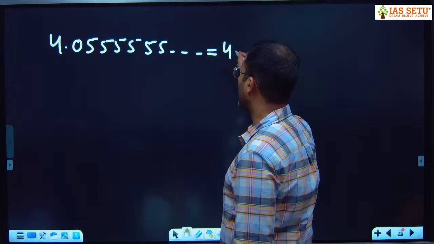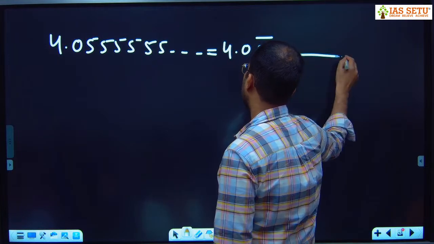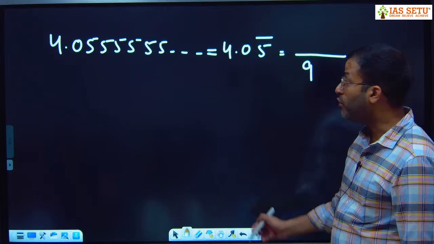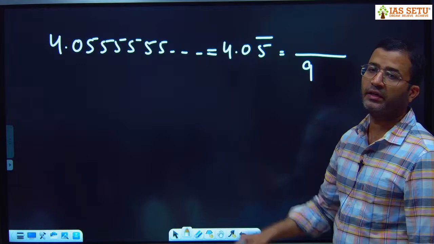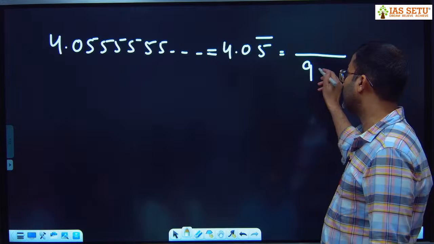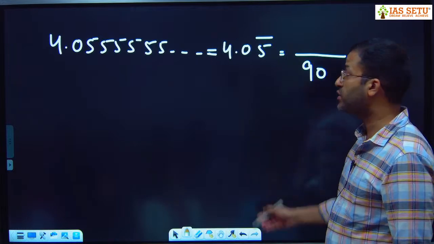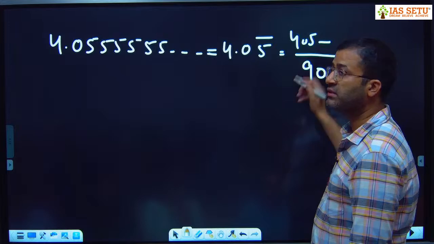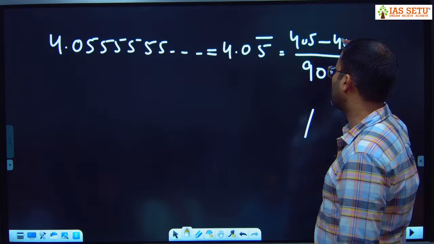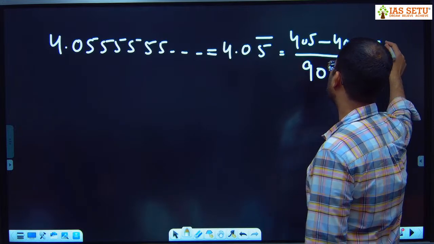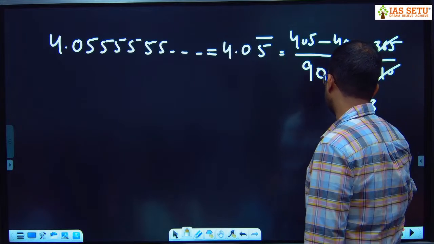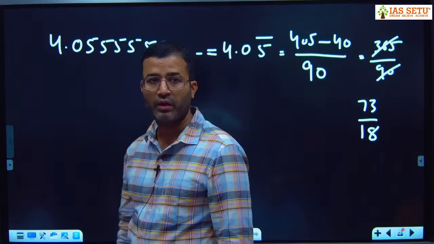Now here this is 4.0 bar on 5. There is one digit in the bar, so 9. There is one digit between decimal and recurring part. Some students miss the 0. 0 is also a digit. So for that one digit we have to put 10. What is the numerator? 405 minus 40. Some students take 405 minus 4, but no, it is 405 minus 40. So it is 365 upon 90, divided by 5, 73 upon 18 is the correct answer. Done.